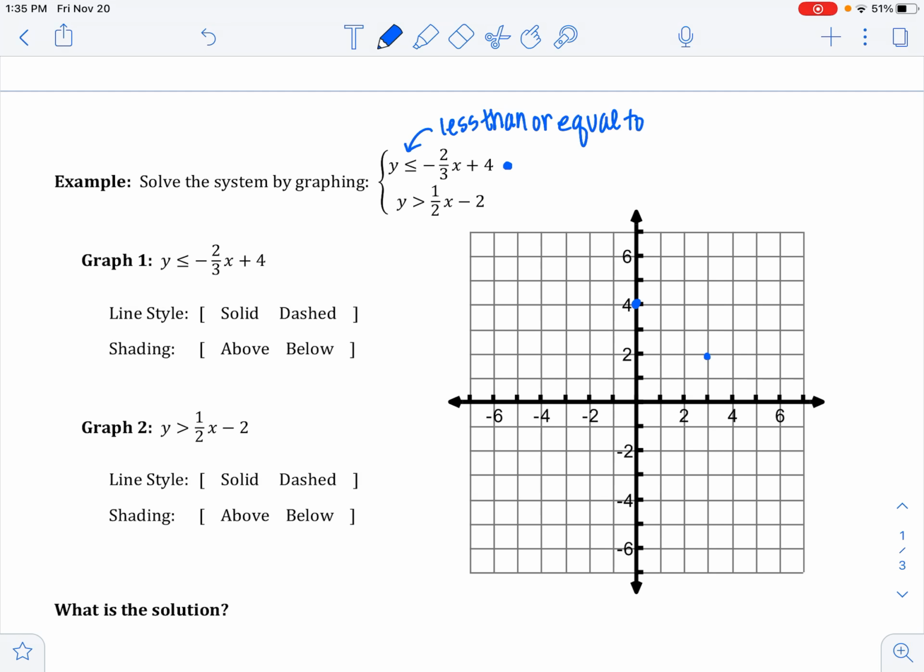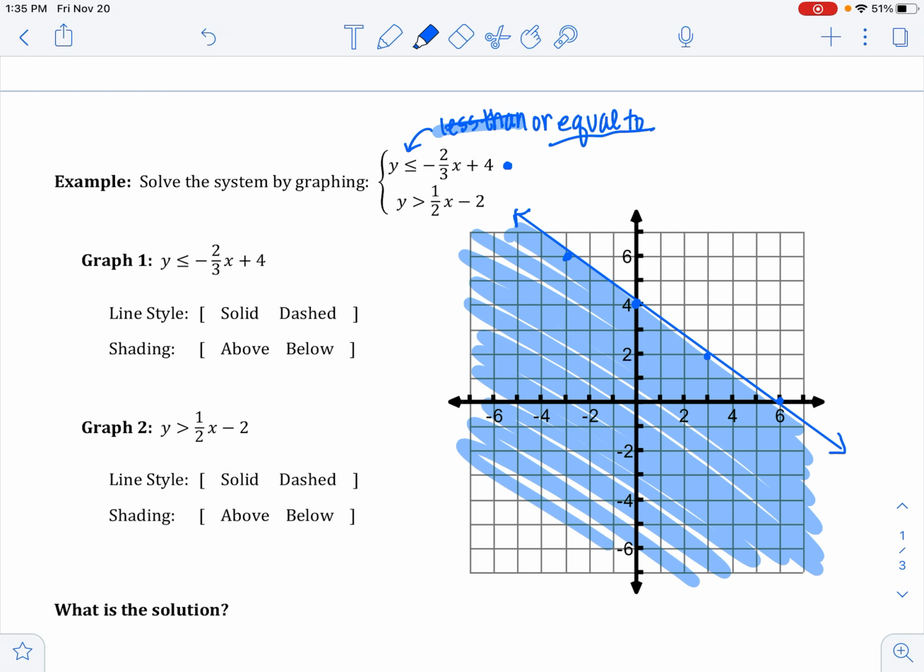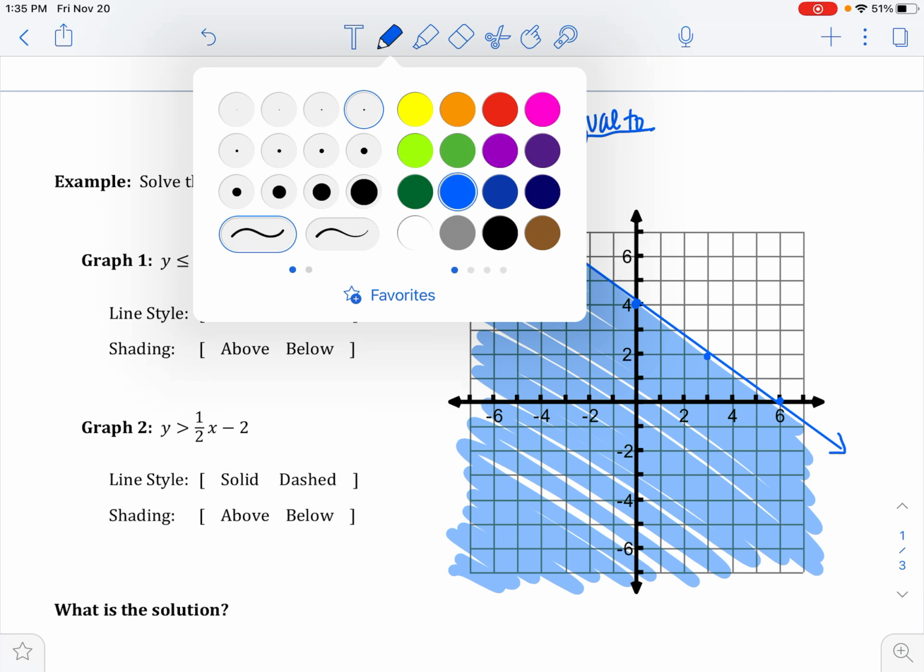All right, negative 2x plus 4. So y-intercept of 4, and then slope of negative 2/3. So down 2, right 3. Down 2, right 3. Up 2, left 3. Since it's equal to, I'm going to connect my points with a solid line. All right, now I'm going to shade. Since it's less than, I'm going to shade below this line.